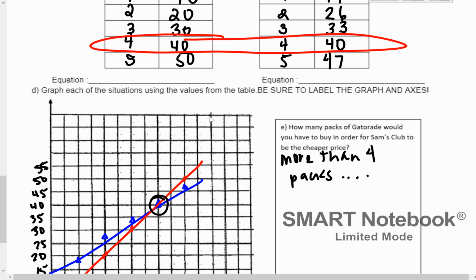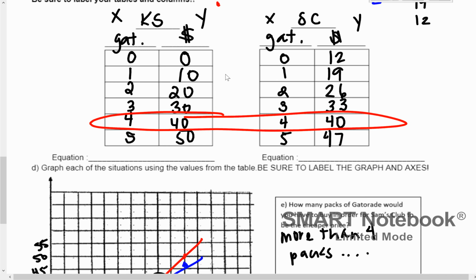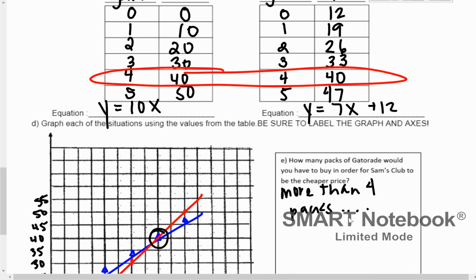And this is basically the reason why people get those kinds of memberships, is because if you're buying in bulk, meaning you're buying many of something, it's cheaper to go to like Sam's Club or Costco. I also just realized I forgot to do my equations. Over here it should be y equals 10x. Over here it should be y equals 7x, $7 for each pack, plus the $12 to join. Over here is just $10 for each pack. All right, and that's it.